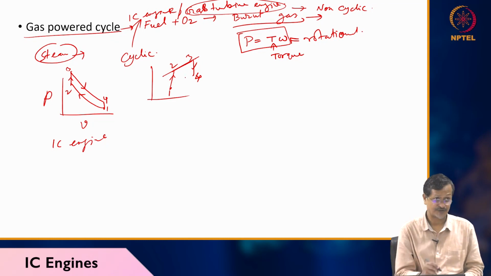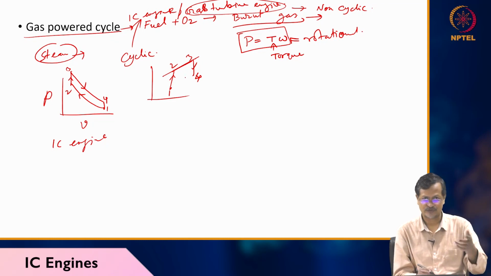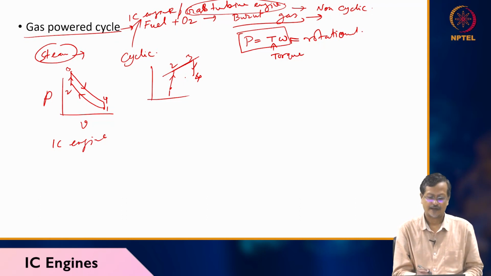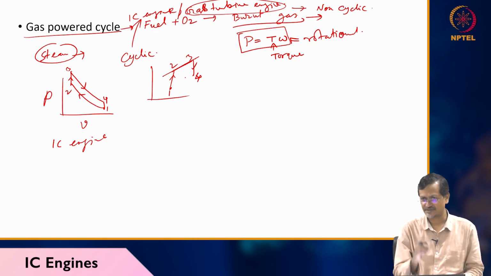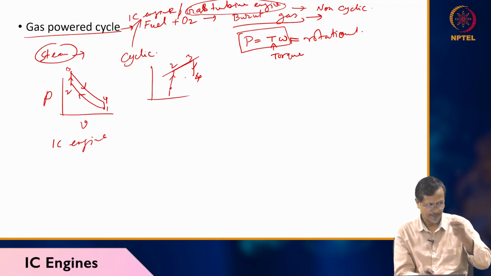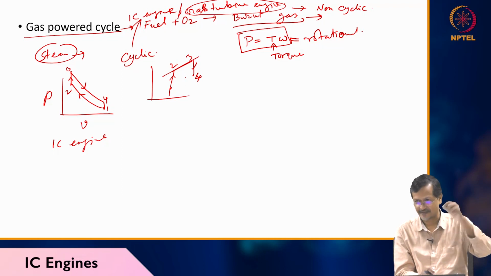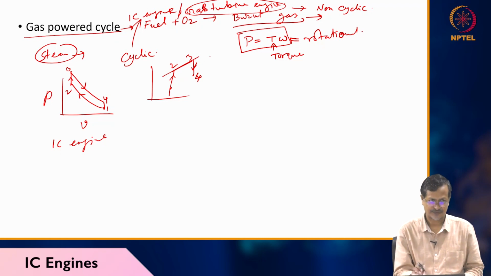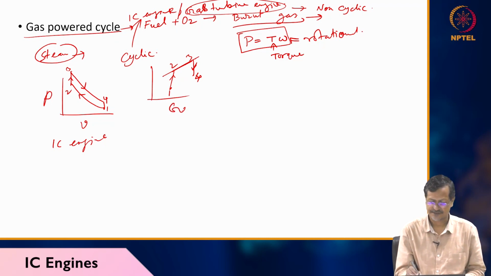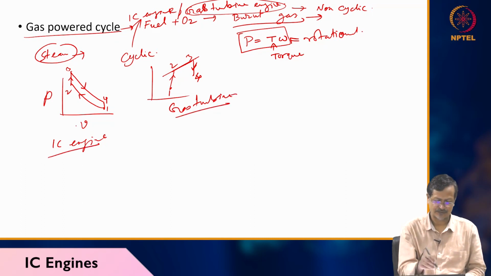Okay, but cycle is not complete. But in IC engine we assume cycle is complete. These are assumptions. Actually, whatever gas we produce in IC engines, the same gas will not be circulating. So in the actual case it is not a cyclic process, but for our simplification we assume it is a cyclic process. But in gas turbine engine we do not assume that. So this is gas turbine engine. We will discuss later, so you will understand what this PV diagram is.